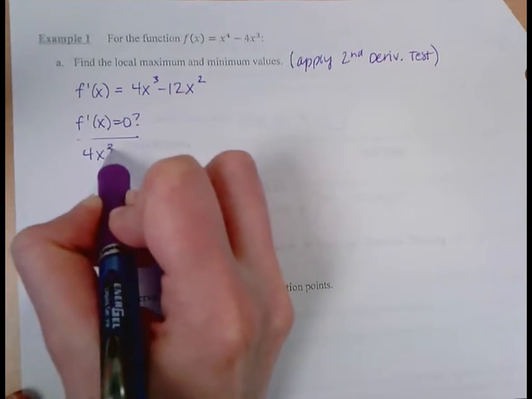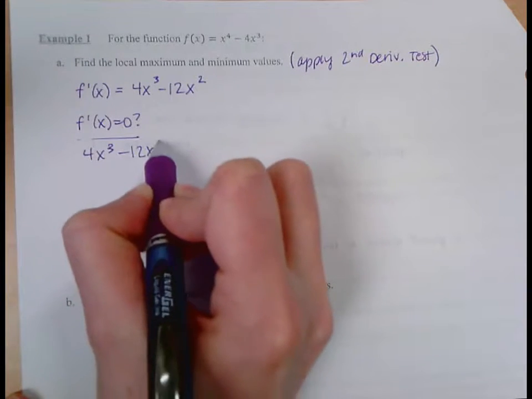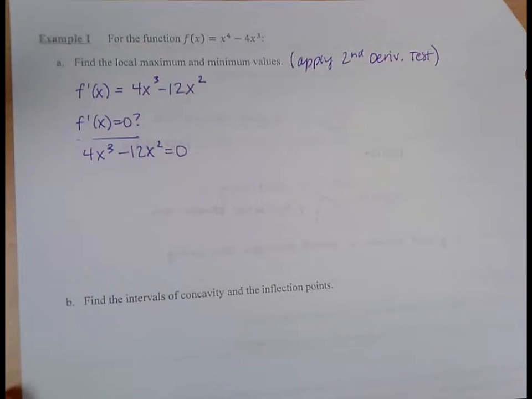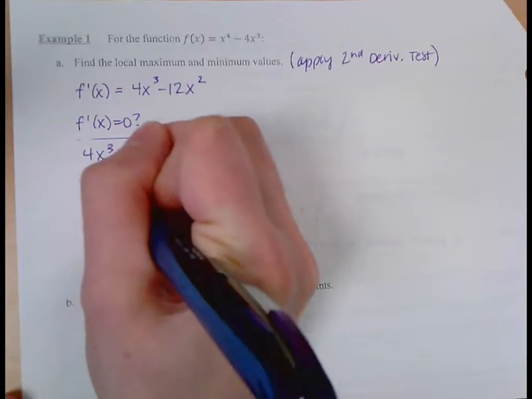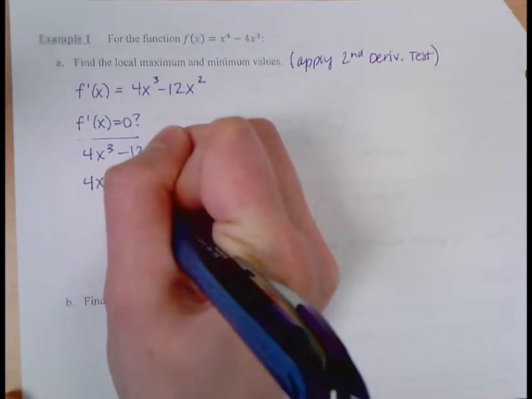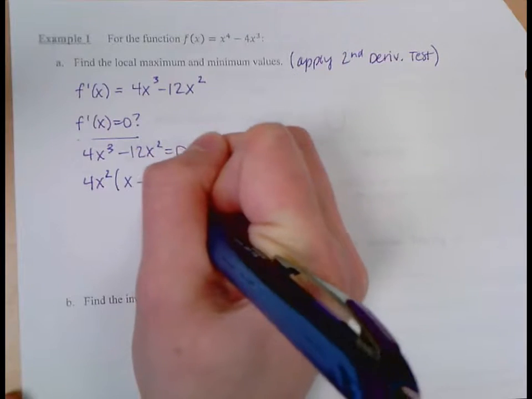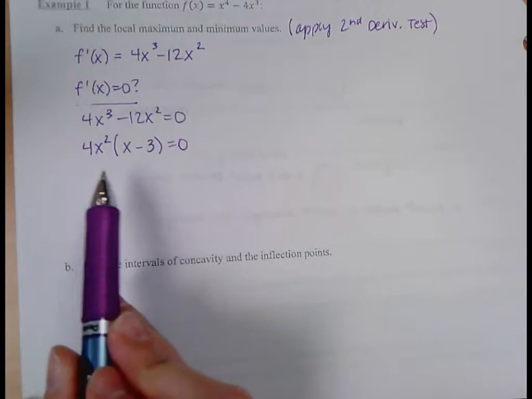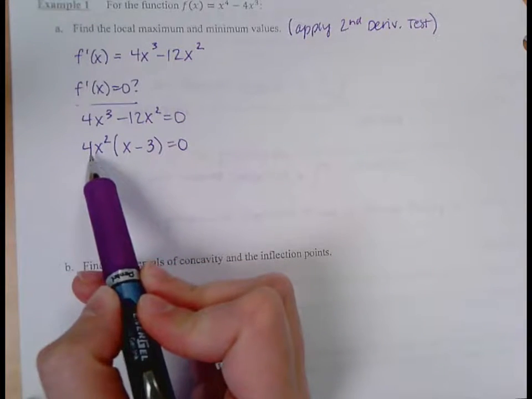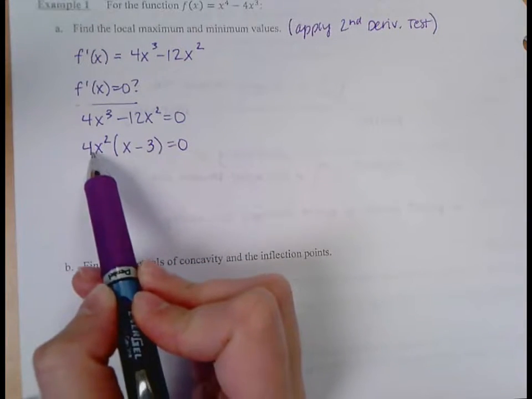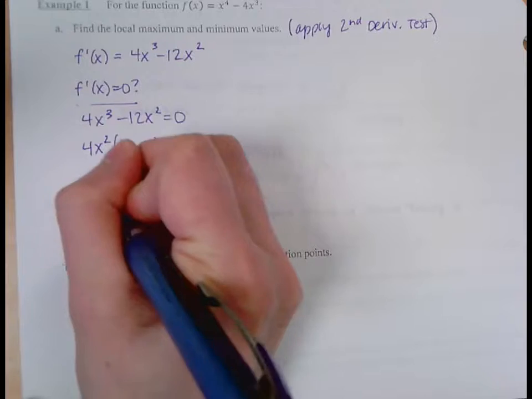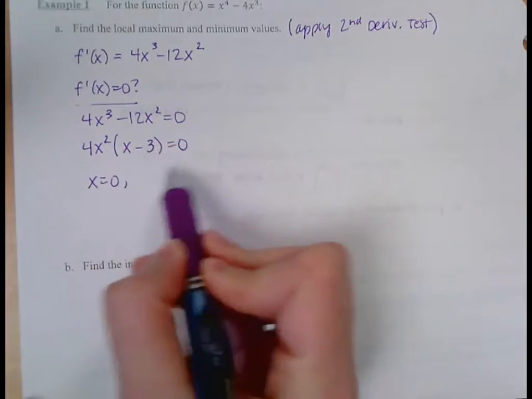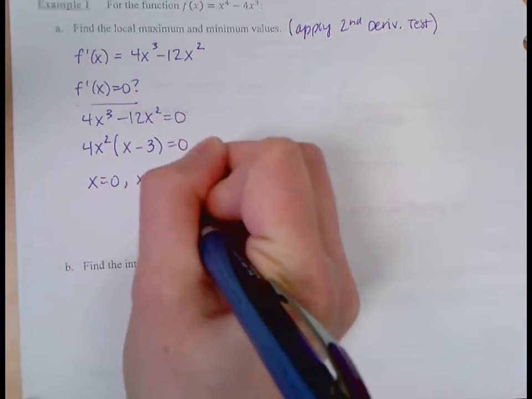So if we set 4x cubed minus 12x squared equal to 0, how do we solve this for x? You factor and get 4x squared times x minus 3 equals 0. So 4x squared equals 0, meaning x would equal 0, or x minus 3 equals 0, meaning x would equal 3.